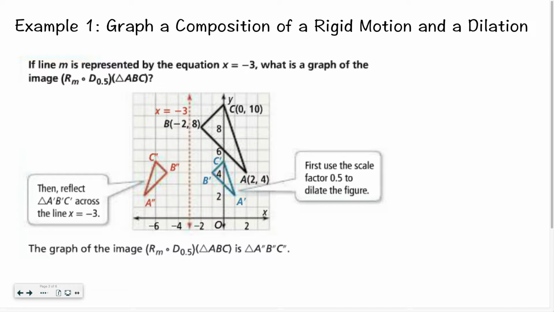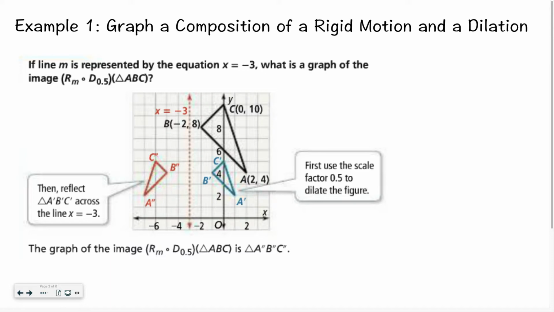We have triangle ABC, that black triangle. And remember, when you have a composition, it's that weird looking notation with the open circle between two things. Remember, you start with the second thing listed in that parenthesis. So we're going to start with the dilation. So our dilation is 0.5. So I can multiply all of the vertices by 0.5.